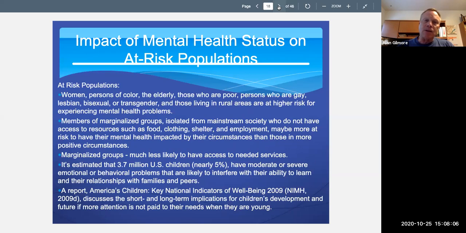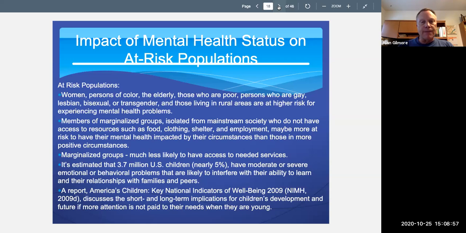So the impact of mental health status on the at-risk population: there are particular populations that have been identified as being at higher risk for experiencing mental health issues. Those include women, persons of color, the elderly, those who are poor, persons who are gay, lesbian, bisexual, or transgender, and those living in rural areas. Does it mean that others who don't fall in these categories don't experience mental health problems? No, it does not. It just means that if you look at the prevalence of mental health issues, you're going to find that more people in these categories are experiencing mental health issues that lead to dysfunction as opposed to others.